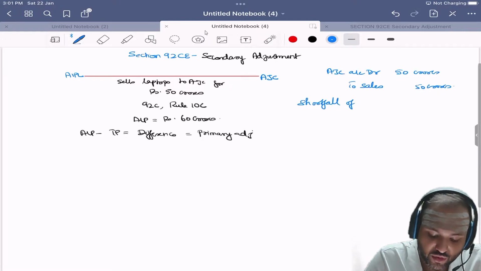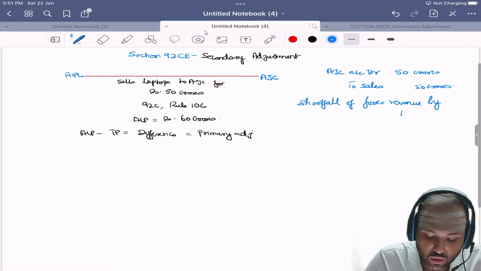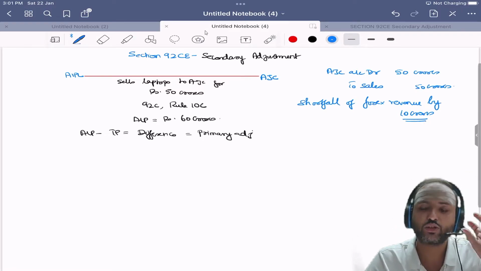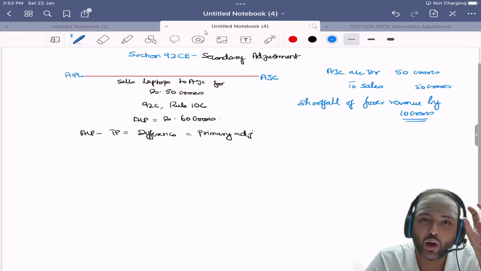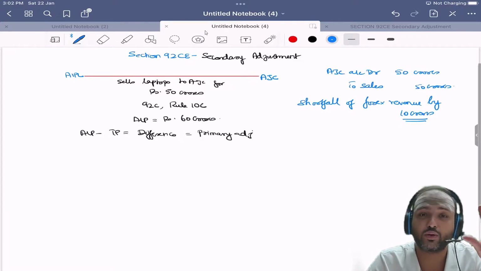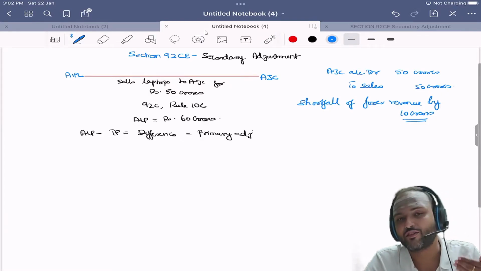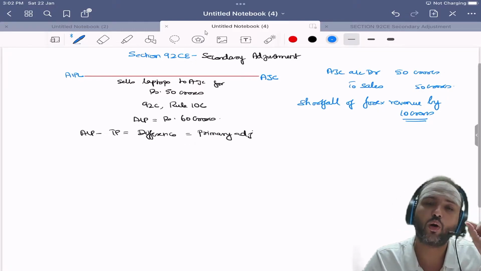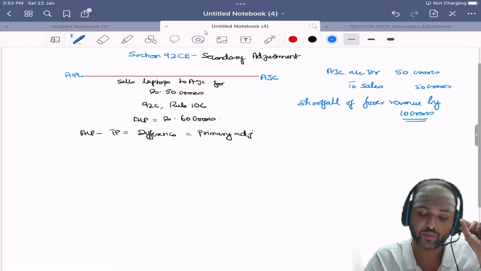Shortfall of forex revenue by 10 crores. So the inflow of forex into India has come down by 10 crores. So the revenue authorities wanted to address this issue. They wanted to make sure that the inflow of foreign currency is being appropriately handled. So what did they ask the SSC to do?